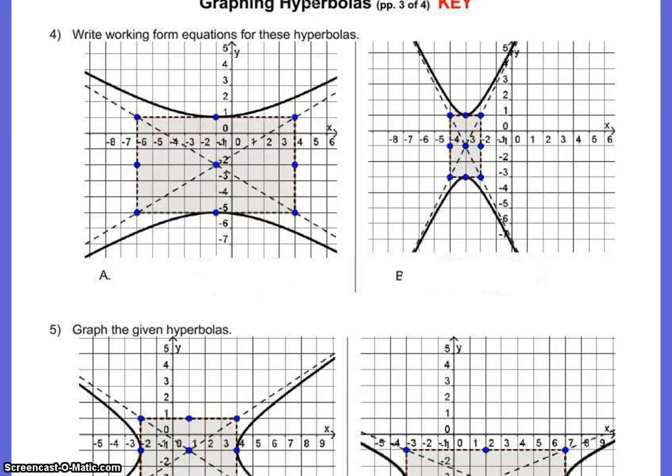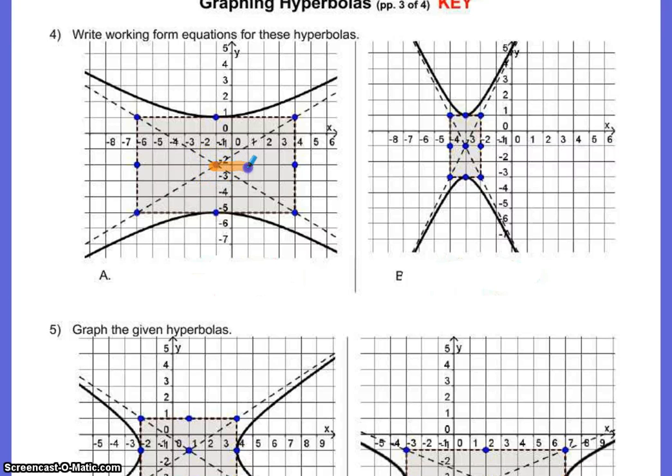So the first thing I need to identify is my center, which would be my h and k, correct? So what would my center be at? This point here would be a negative 1, negative 2. So I have my center. So I know what the top part of my formula is going to be. So now I need to know what my a is and my b is.